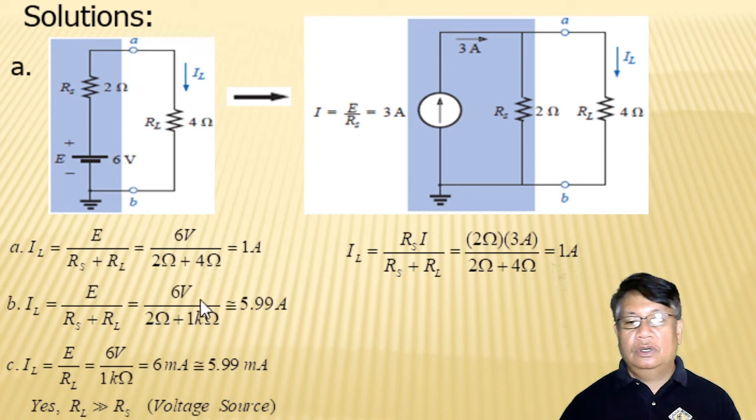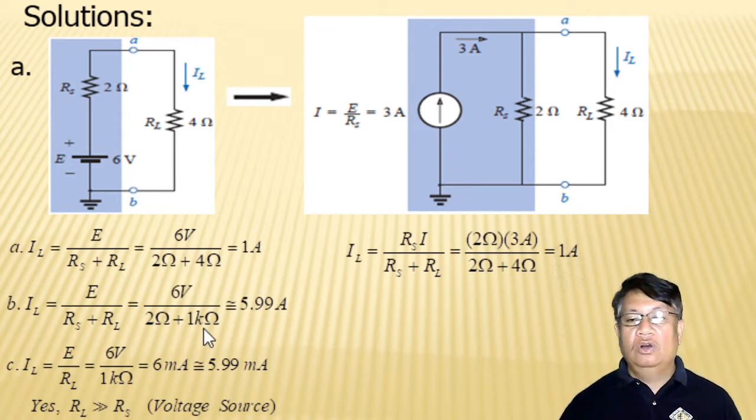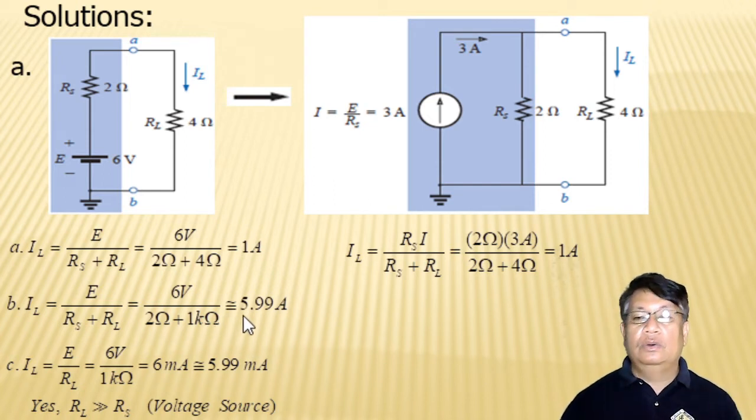Okay, so just to continue, for letter B, assume that the load resistance is changed to 1 kilo ohm. So you have this 6 volts divided by 2 ohms, our internal resistance, plus 1 kilo ohm, our load resistance, because we changed our load from 4 ohms to 1 kilo ohm. That is approximately equal to 5.99 amperes. Okay.